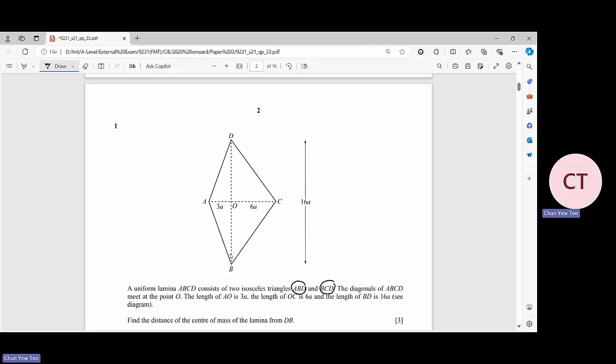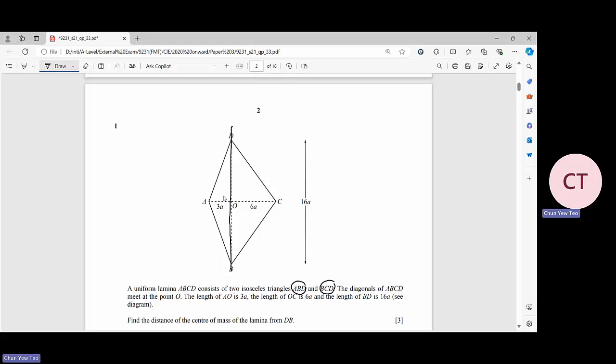The length of AO is 3a. The length of OC is 6a. And the length of BD is 16a. So that means this is half, 8a, and this is also 8a. These are the information given. The question wants you to find the distance of the center of mass of the lamina from the vertical line DB.